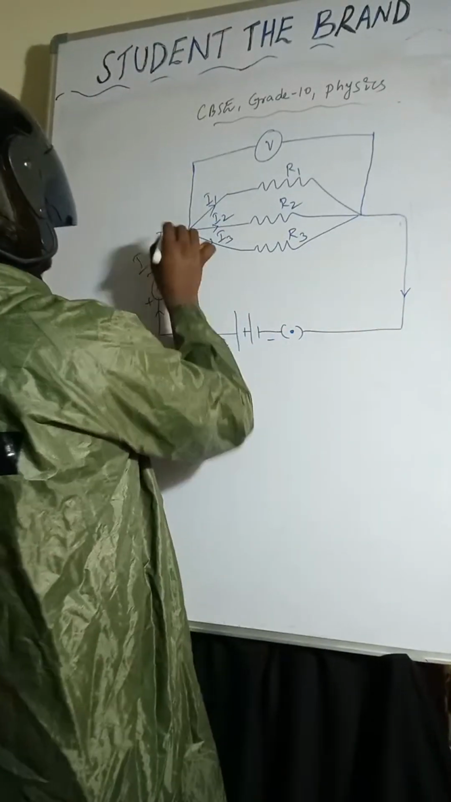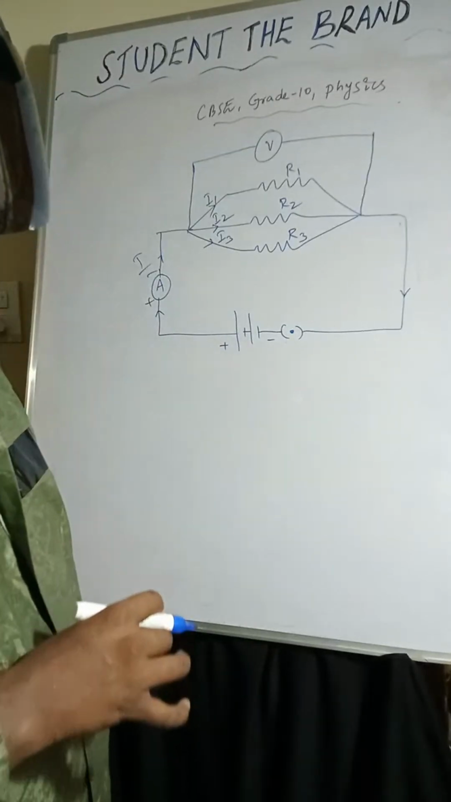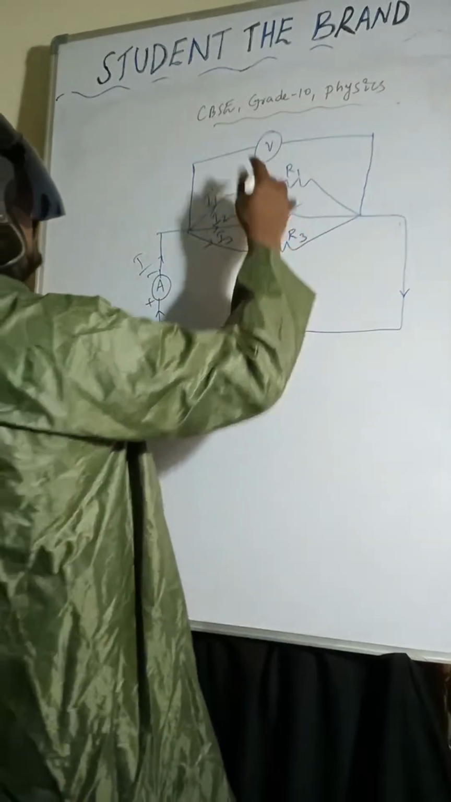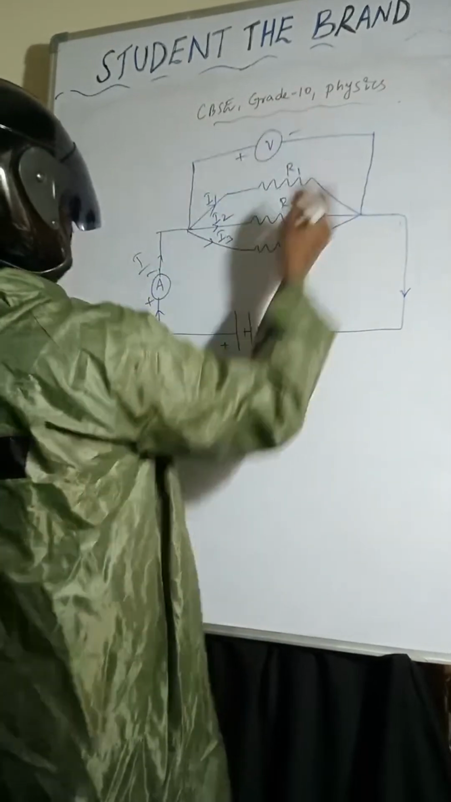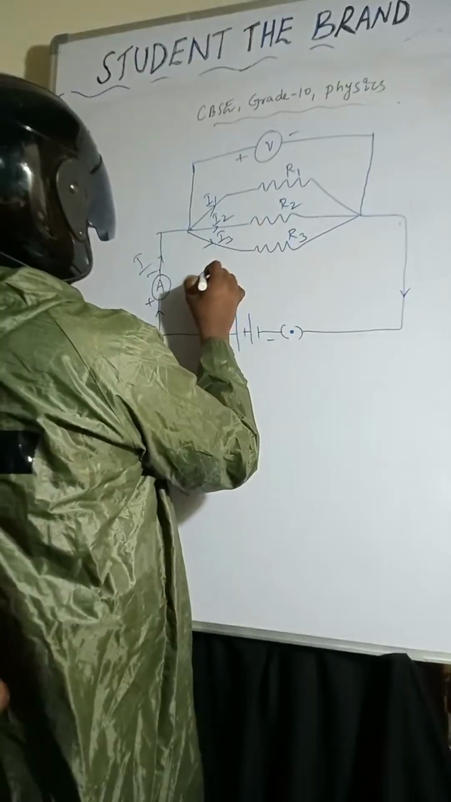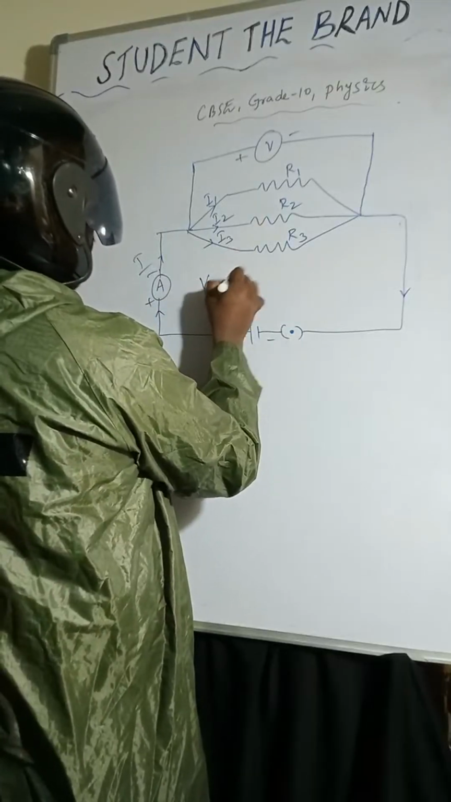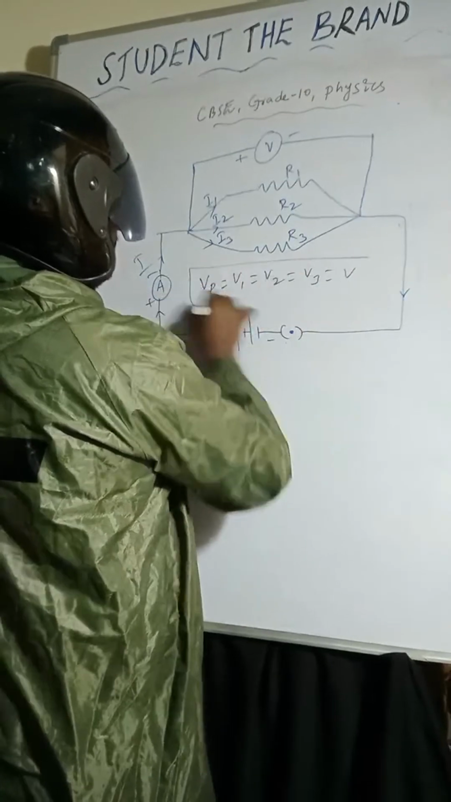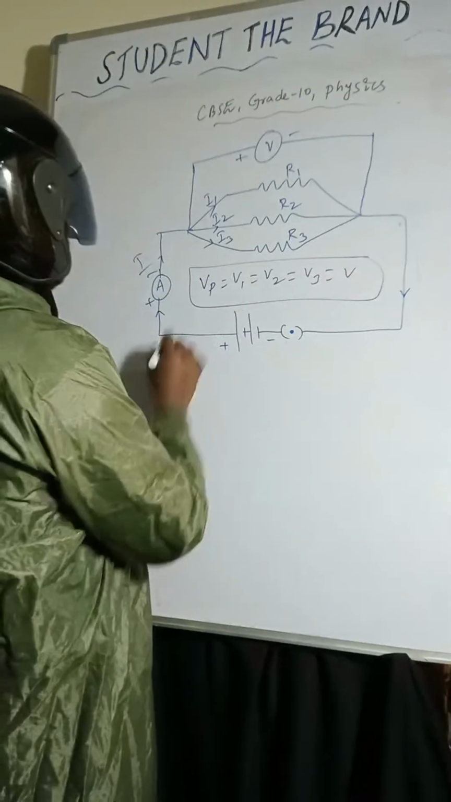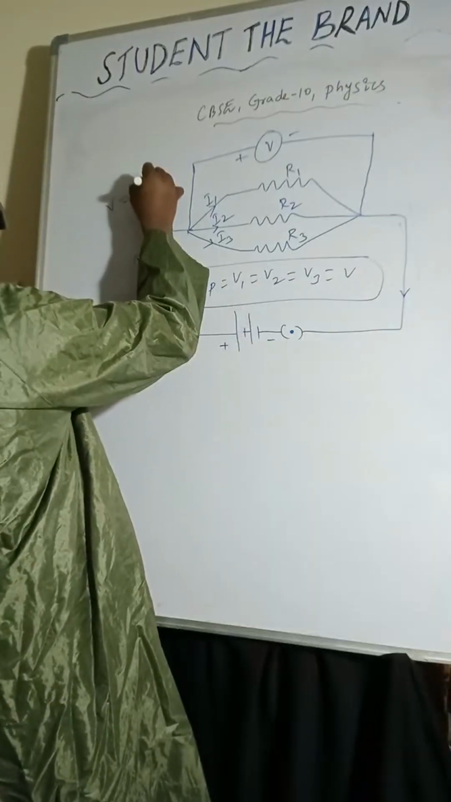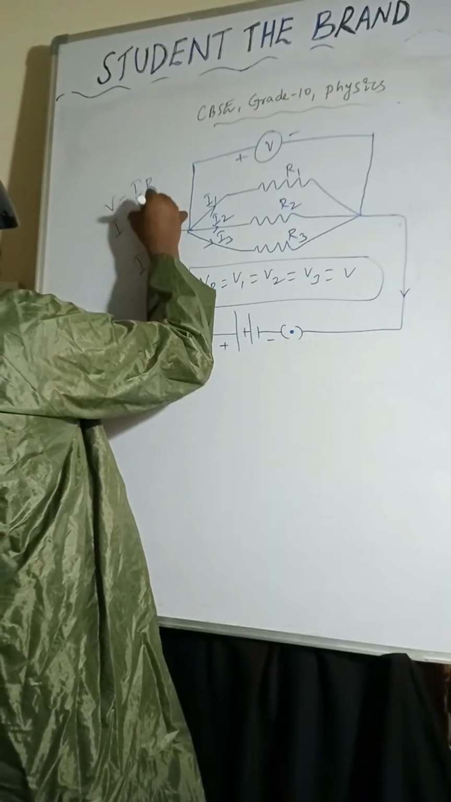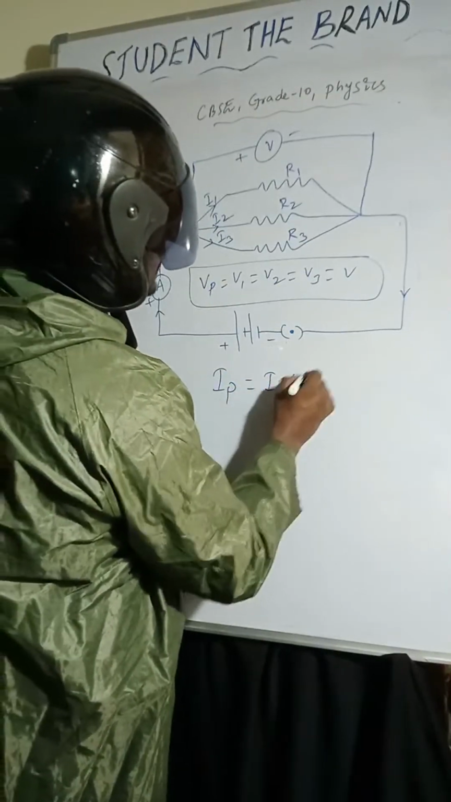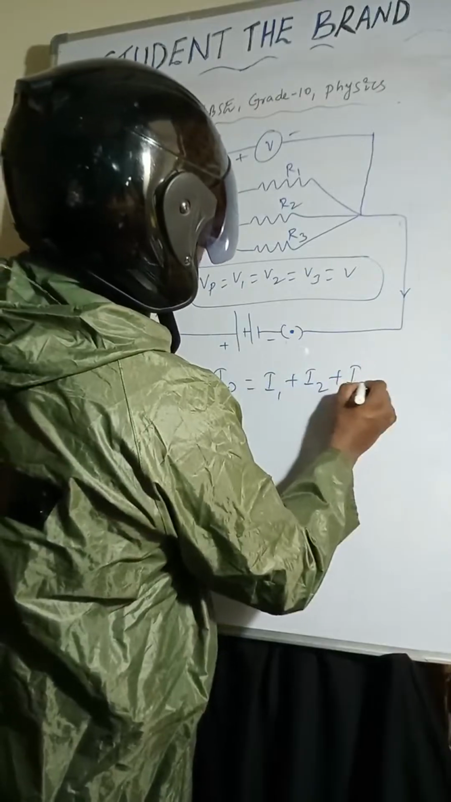So whatever current is passing through the resistors, the current will be divided into three parts, I1, I2, I3. The potential difference Vp equals V1 equals V2 equals V3 equals V. The potential difference is the same, so the current is different. V equals IR, so I equals V by R. Now Ip equals I1 plus I2 plus I3.